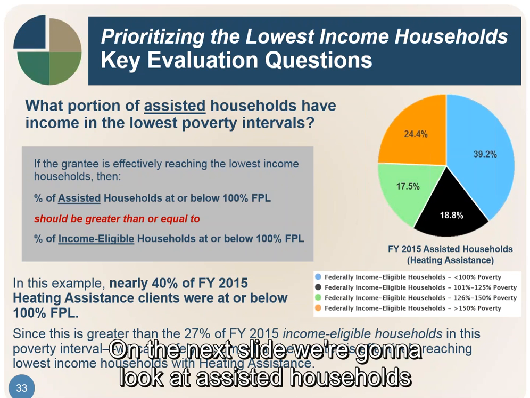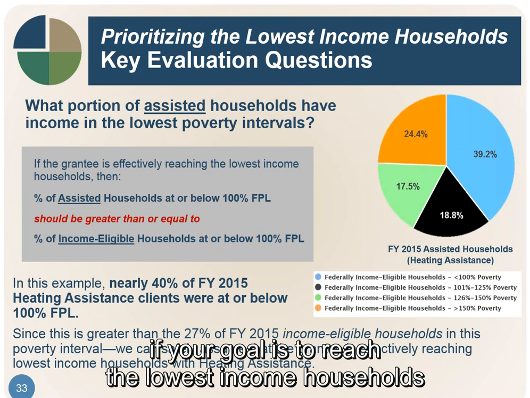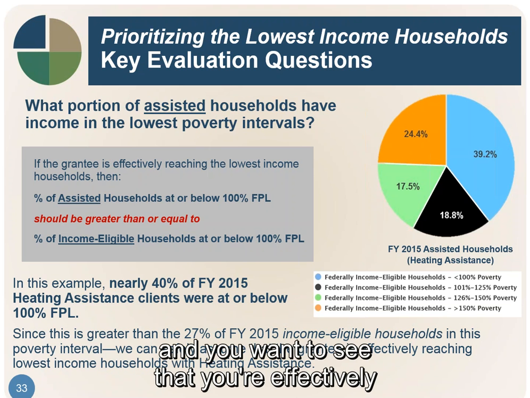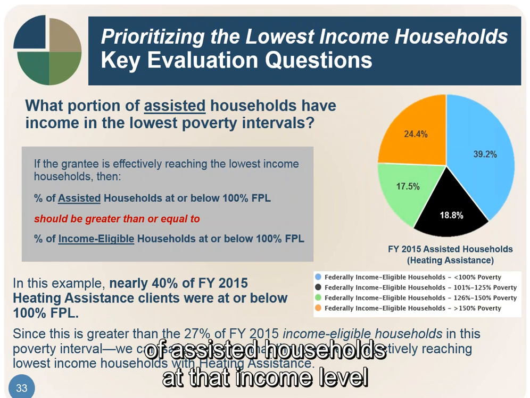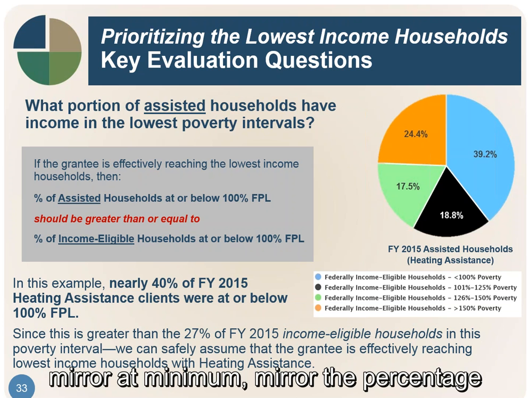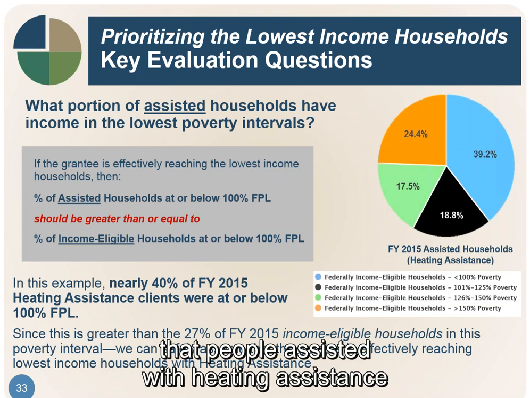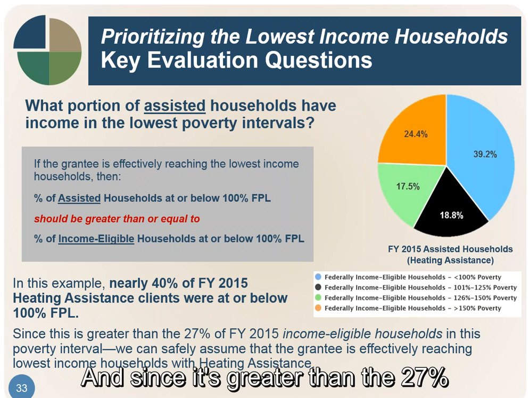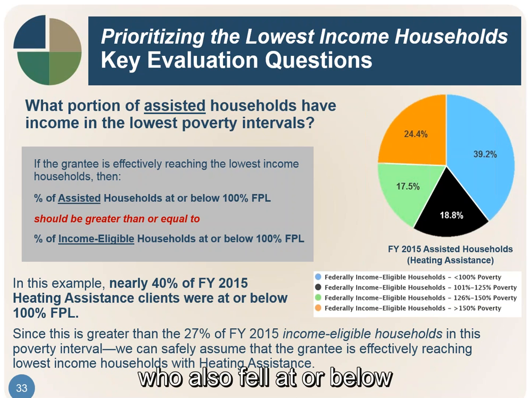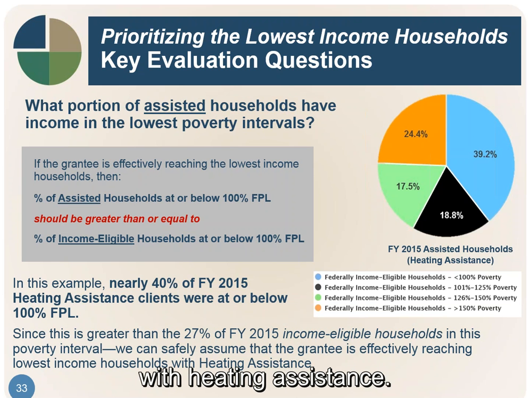On the next slide, we're going to look at assisted households. It's a busy slide, but the point here is that if your goal is to reach the lowest income households and you want to see that you're effectively doing outreach or targeting, then you should be seeing the percentage of assisted households at that income level at minimum mirror the percentage of eligible households. So for example, you'll see that people assisted with heating assistance, almost 40% were at or below 100% of poverty. And since it's greater than the 27% of people who are actually eligible, who also fell at or below, we can assume that this grantee is effectively reaching low-income households with heating assistance.